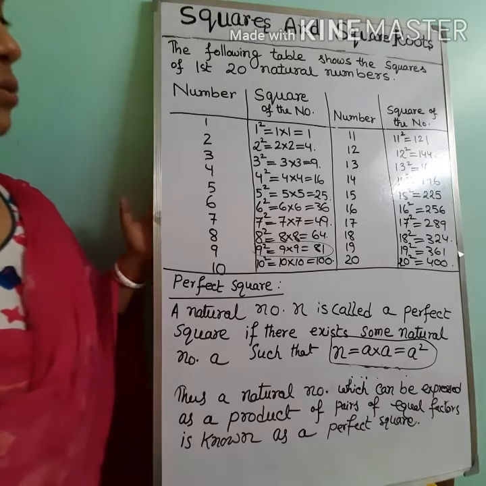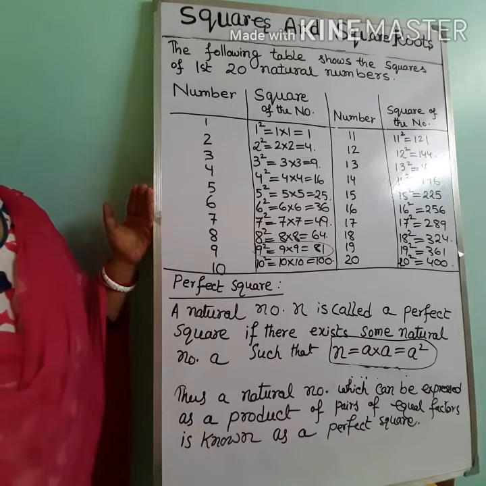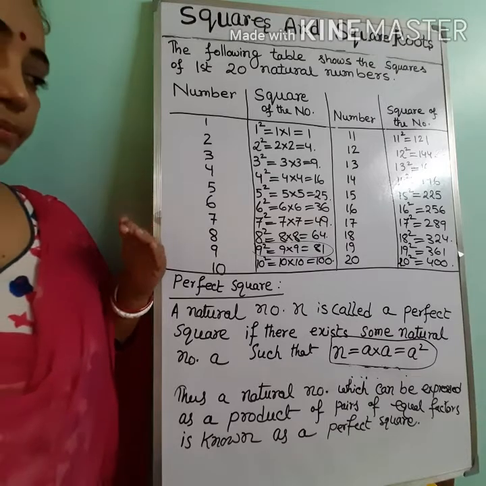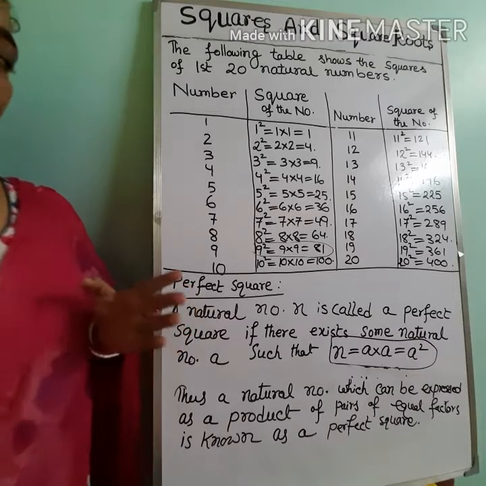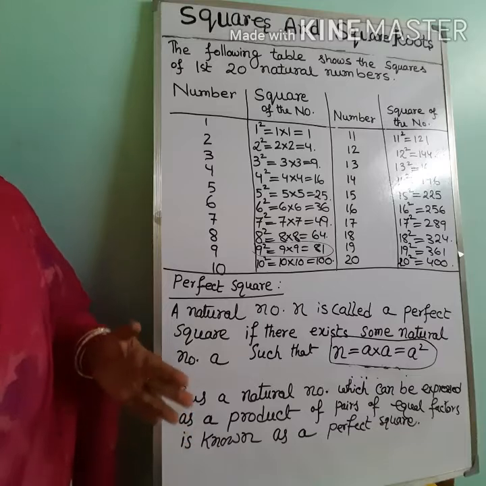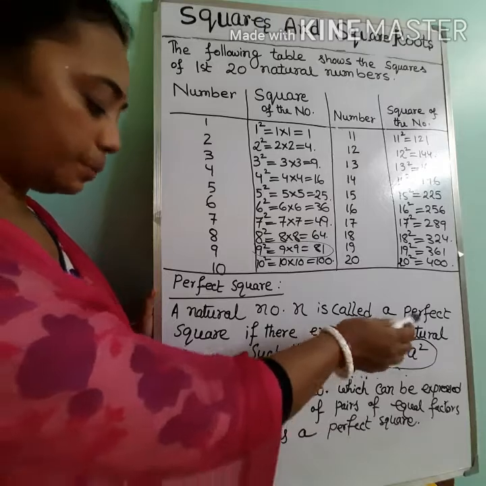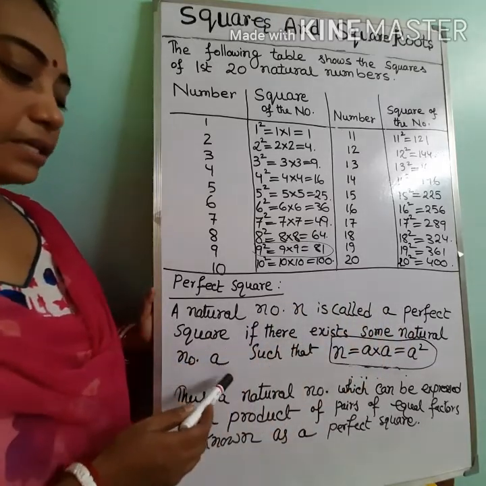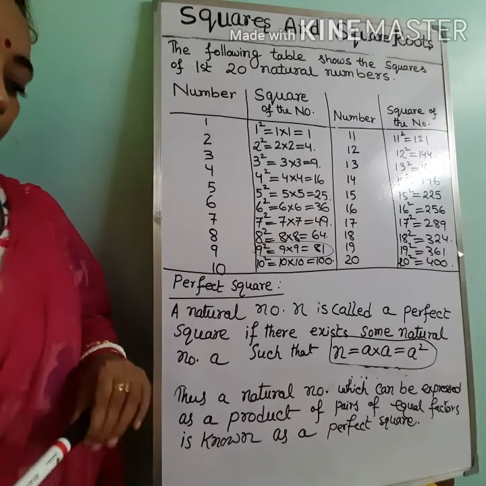So here we can say that the square numbers 1, 4, 9, 16, 25 and so on are the perfect squares or square numbers. In other words, a natural number is said to be a perfect square if it is the square of some natural number. Or we can say that a natural number n is called a perfect square if there exists some natural number a such that n is equal to a multiplied by a, which is a square.